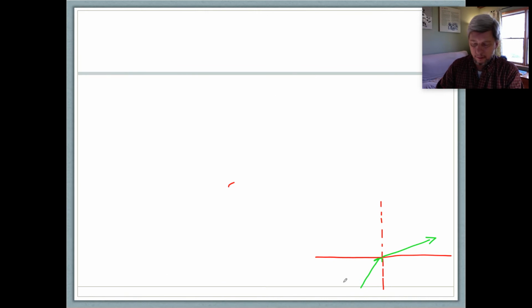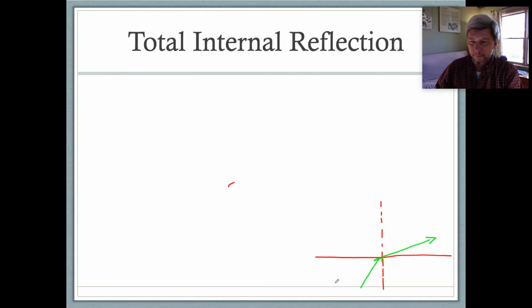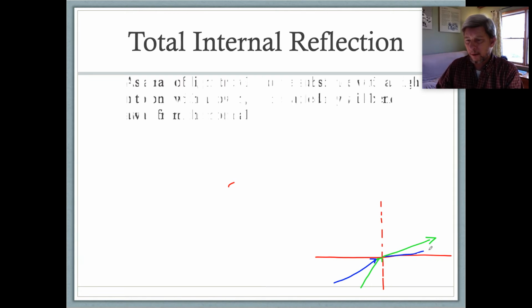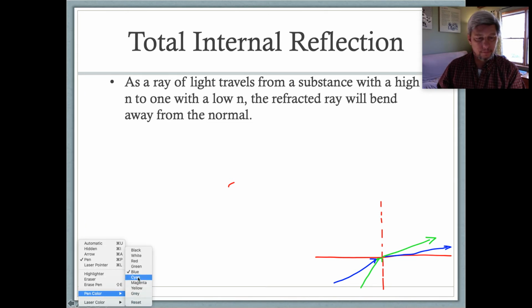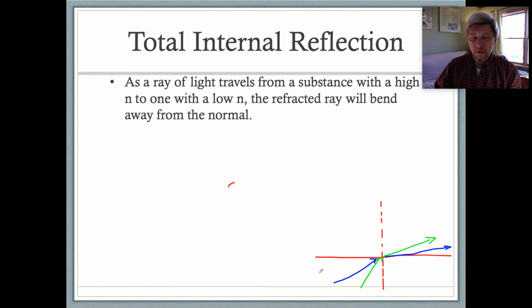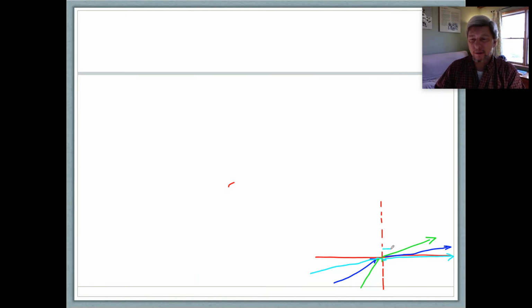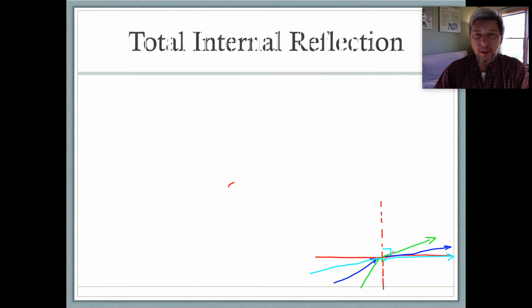Okay. If I then increase the angle, we expect that the angle of refraction will increase as well. If I do that one more time, eventually I'm going to reach an angle of incidence that's going to give me an angle of refraction that's 90 degrees. Okay? And so now the angle of refraction is going to be 90 degrees.